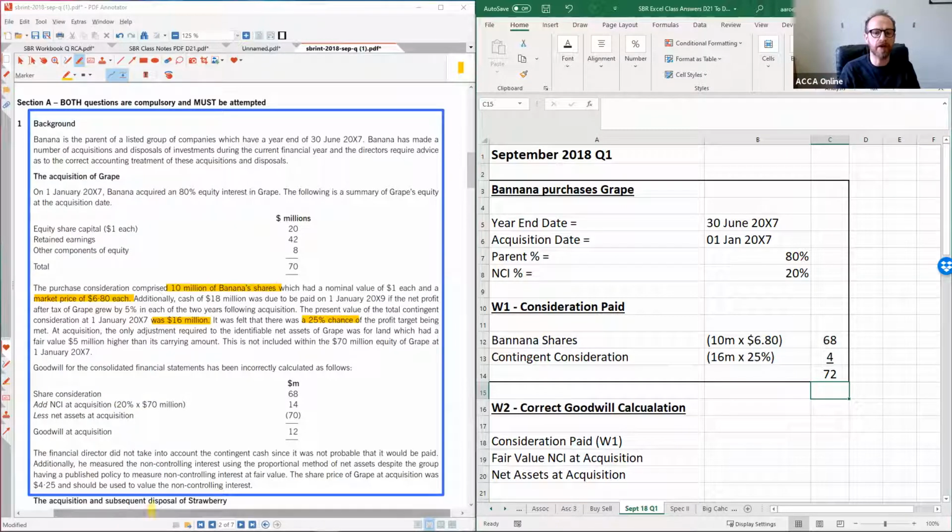Okay, now looking at their calculation, it's incorrect because they haven't included the contingent consideration. So part of our adjustment to fix that is going to be to bring in the contingent consideration.